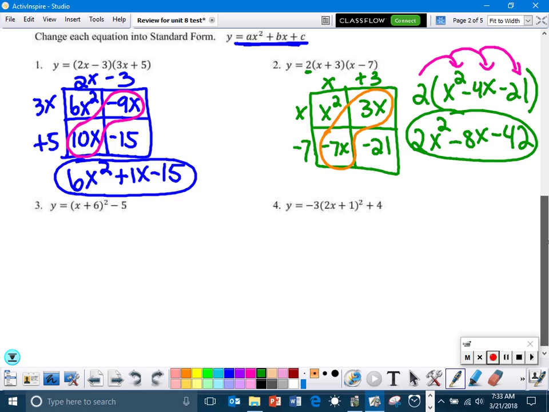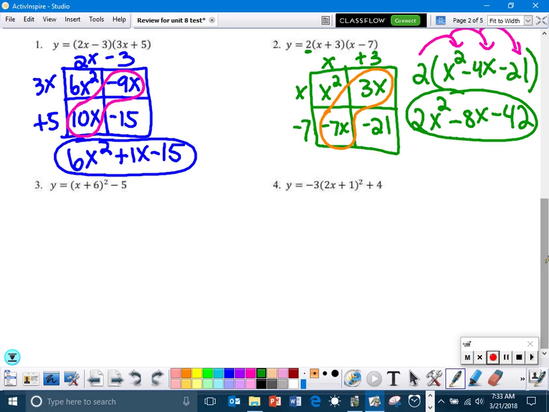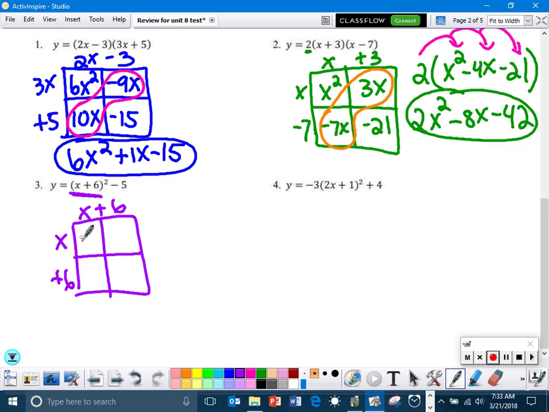All right? Number 3. In number 3, we have x plus 6 squared. We do need the box for that. So multiply. Again, these 2 boxes get added together. And there's also a minus 5 on the end, so we're going to subtract 5 from that one.